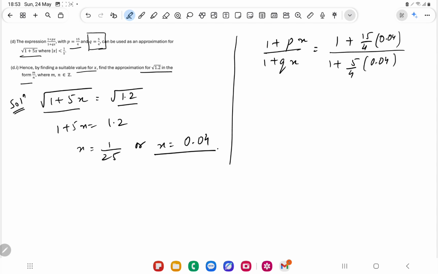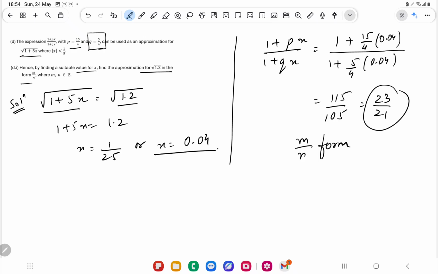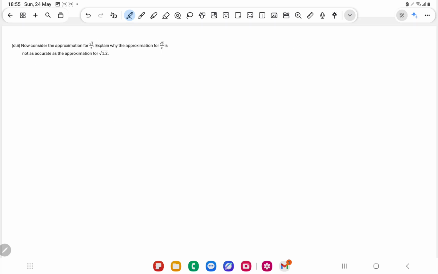Now if I further solve this, I will get 115 upon 105, that upon simplification is equal to 23 by 21. And the question was to write the answer in m by n form. This is my m by n form. It means my m is 23 and my n is 21. Now let's see the second part.